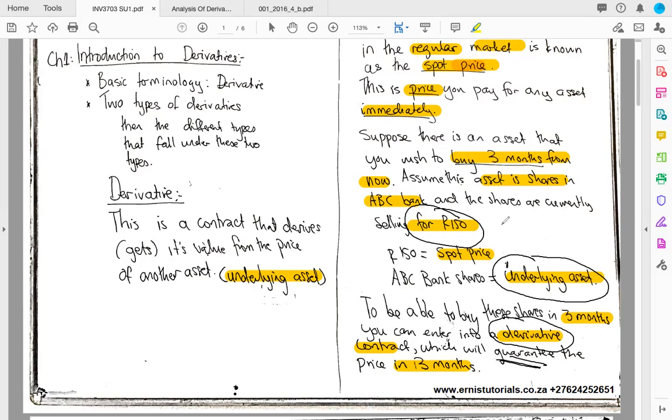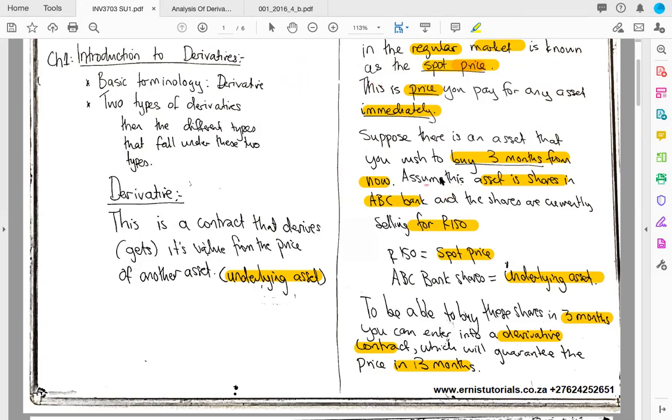Likewise, if you wanted to sell the asset 3 months from now, and you're afraid that the price of the asset is going to go down, meaning you would have to sell it at a lower price in the future, you can enter into a derivative contract with someone which will guarantee the price at which you can sell that asset to that person 3 months from now, or 6 months, whatever the duration is. It will depend on the contract. Okay, so that's the idea behind how a derivative contract works.